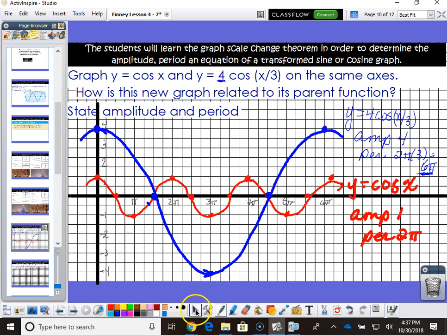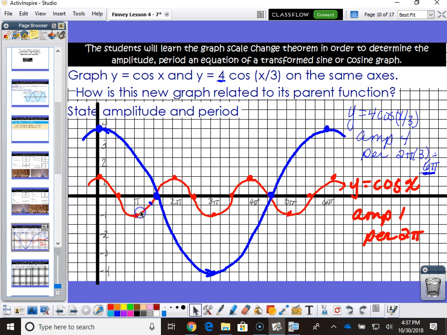Now, here's the cool part. Now, let's see if my computer will cooperate with me. If I take this graph, my red graph, my cosine graph, I just want the cosine. I think I'm going to have to ungroup.